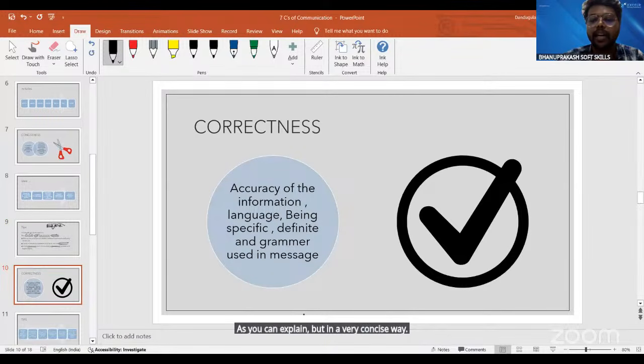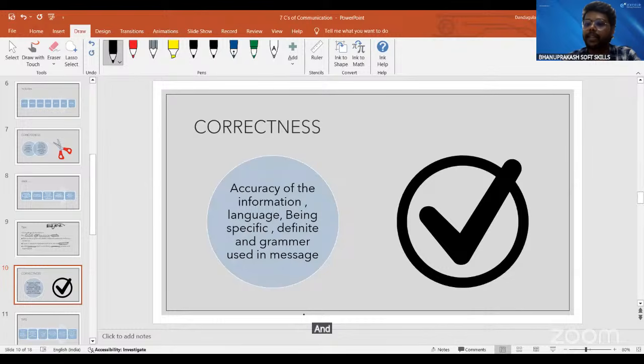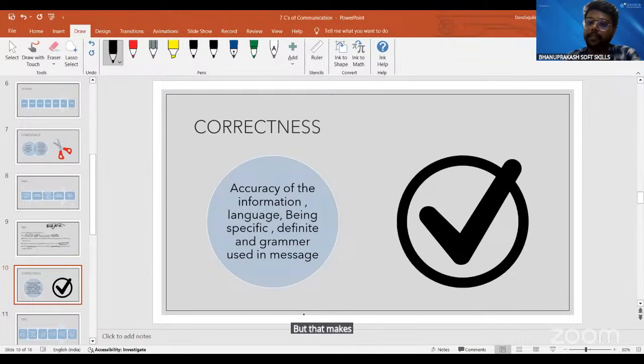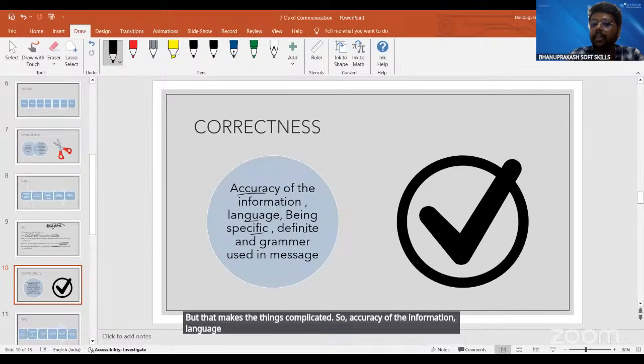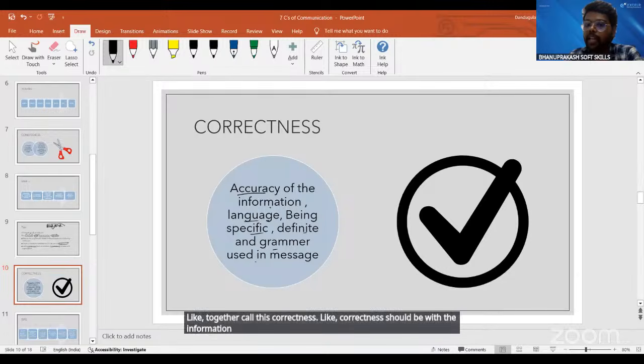And next to see here is correctness. Everything that you speak, you should have a strong command on that, and you should not generalize anything, particularly during group discussions or for any question that you don't know. We say it very confidently, even though we don't have correct information with us. But that makes things complicated. So accuracy of the information, language, being specific, defining, grammar used in the message, all these things together we call correctness. Correctness should be with the information and with the language too.